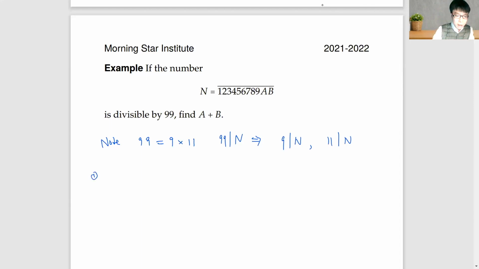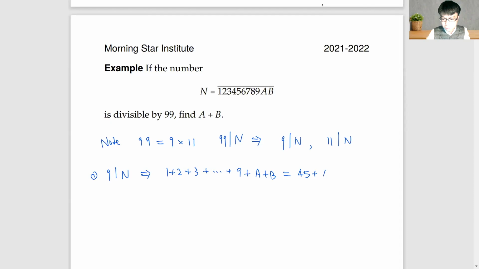So let's do 9 first. N is divisible by 9 implies the sum of digits is divisible by 9. The sum of digits is 1 plus 2 plus 3 up to 9, plus A plus B. It equals 45 plus A plus B. This number is divisible by 9. And we notice that 45 is a multiple of 9, so we can ignore that part. So that implies A plus B is divisible by 9. That's a conclusion from the divisibility test for 9.